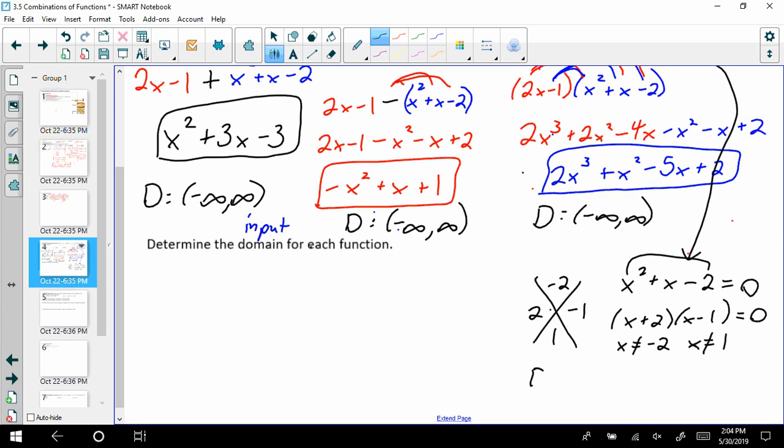So when I write my domain, it'd be negative infinity until, which one would I run into first? Negative 2, because I'm working my way up the number line. Or negative 2 until 1, or 1 onwards. That would be my domain.